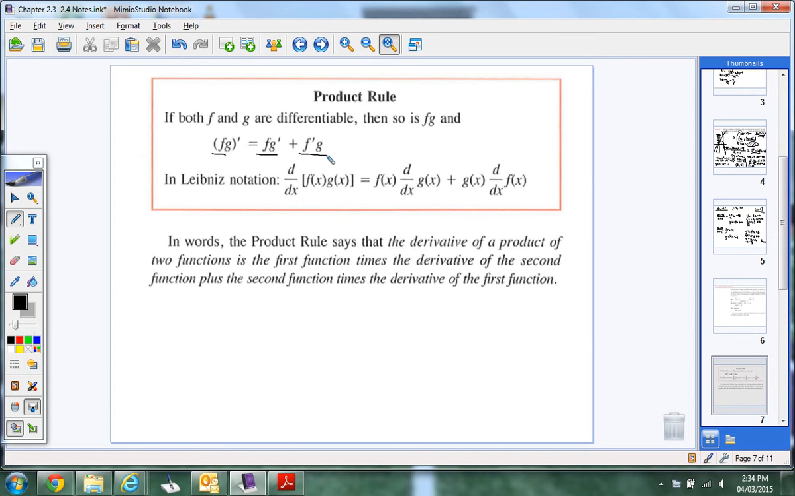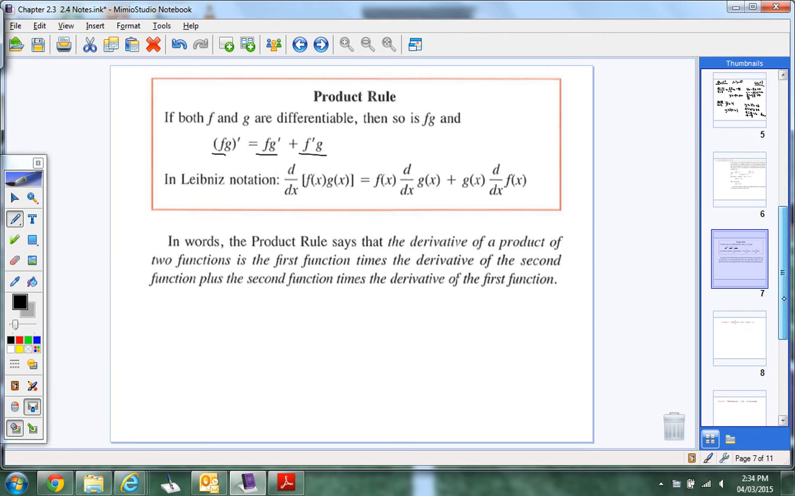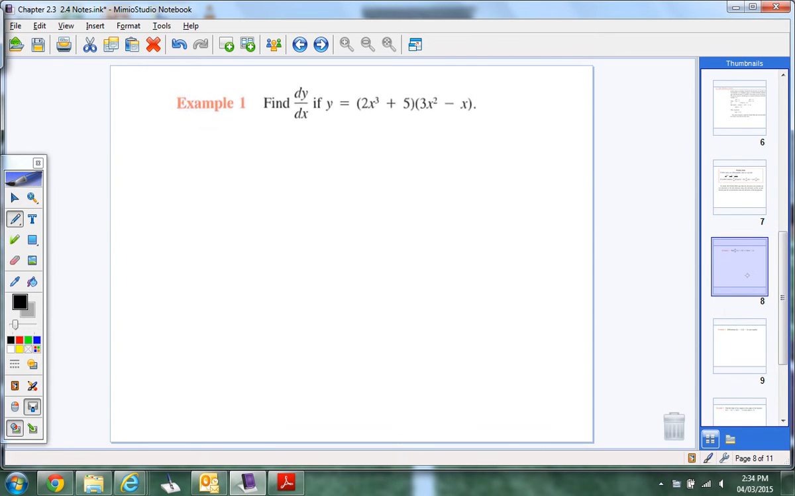So, right here, the derivative of the product of two functions is the first function times the derivative of the second, plus the second function times the derivative of the first. Yeah, that's what I was trying to say. All right, so the example would be this.